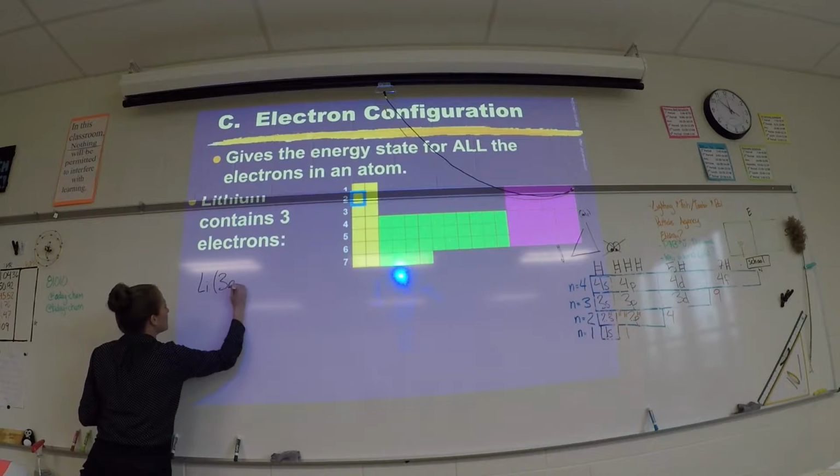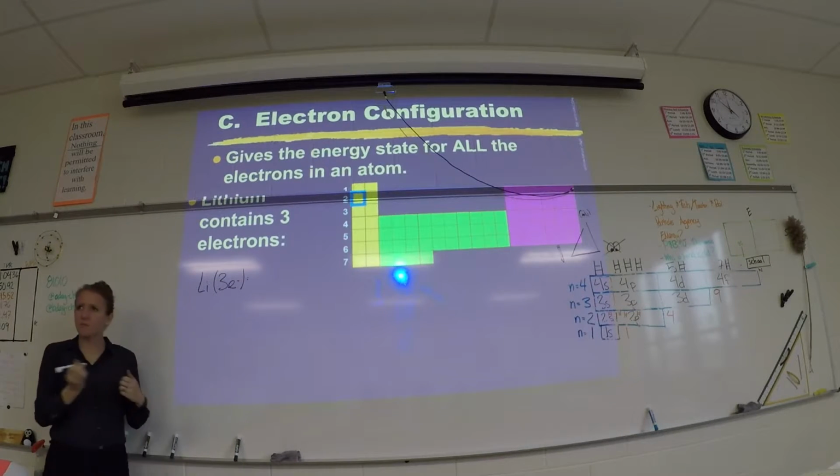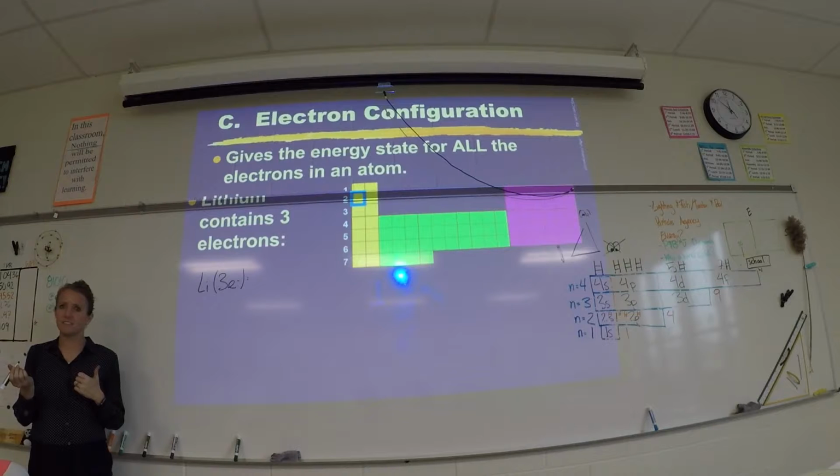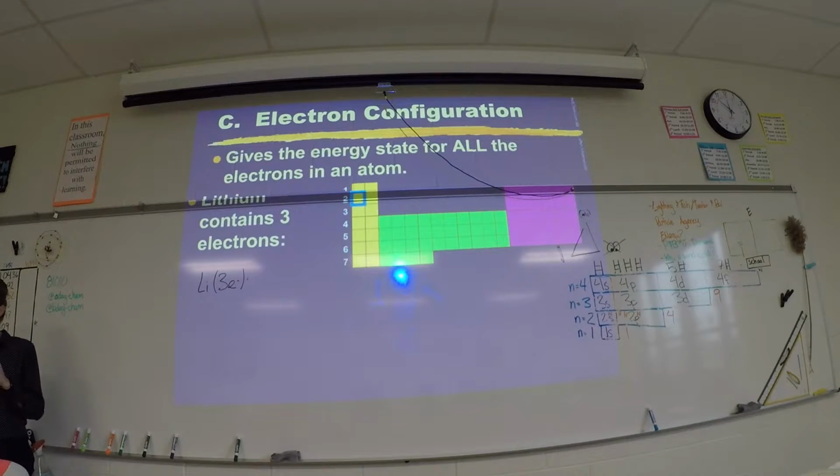How do you know how many electrons it is? And remember how I find the number of electrons? We're going to say they're all neutral right now. The atomic number. Yeah, just look up top.